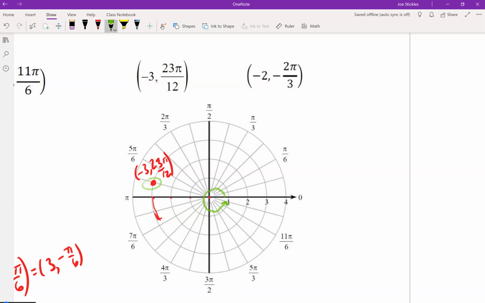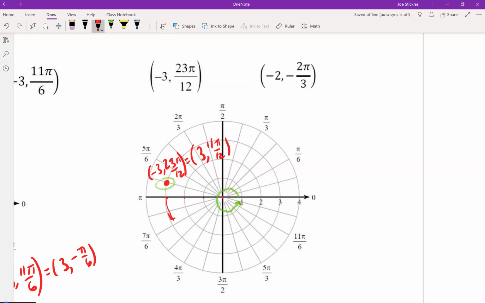Again, we notice that we could have described this with a positive 3. And instead of 23 pi over 12, we could have used 11 pi over 12. If I have a negative making it a positive, I could subtract pi to get the point. Pi is 12 pi over 12, so I can just subtract. Or again, just look where the point is. That's 11 pi over 12, because all the way to here would be 12 pi over 12.